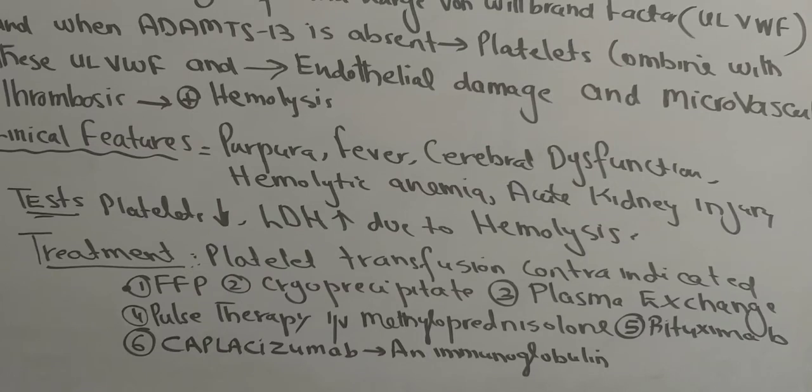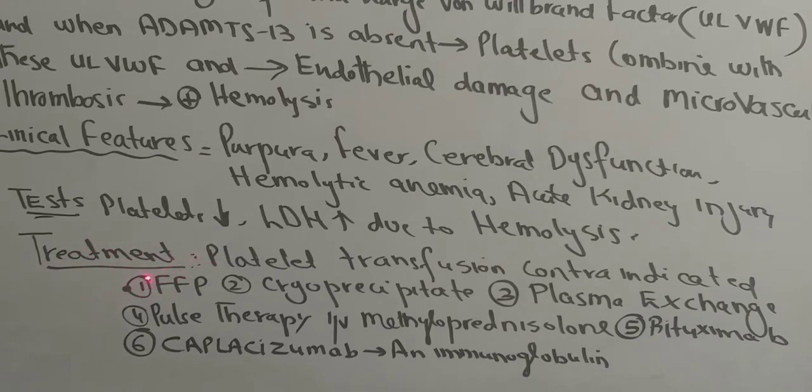So what are the treatment options in case of the TTP? We have platelet transfusion. They are contraindicated. This is a very important difference between the ITP and TTP. In the ITP, we did use the platelet transfusion, but in case of the thrombotic thrombocytopenic purpura, where there is a consumption of the platelets, if we give transfusion of the platelets, this is as if we are adding fuel to the fire. So platelet transfusion is absolutely contraindicated in cases of the thrombotic thrombocytopenic purpura.